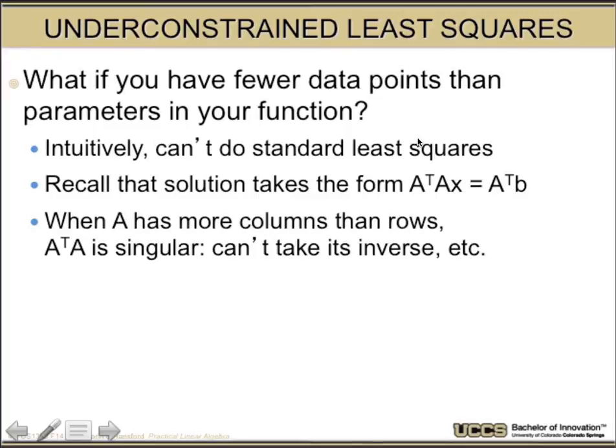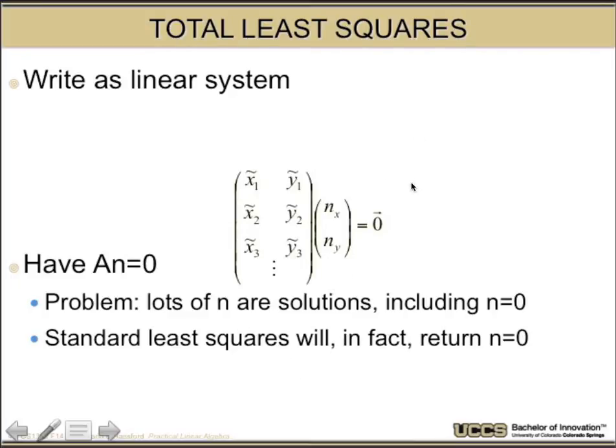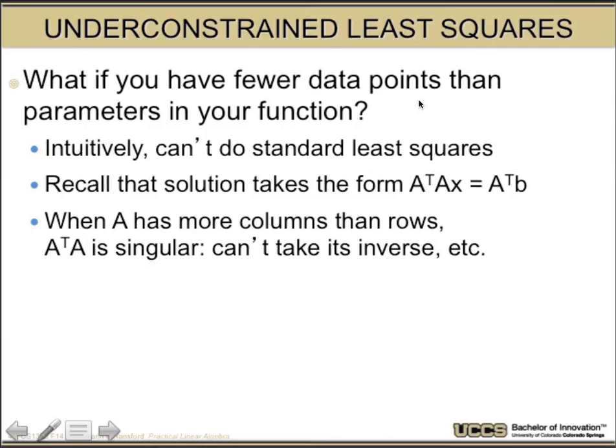But first, let's get to one of the places this will often happen. This idea of getting 0 for the least squares solution occurs not just when you have total least squares. It'll also occur when you have under-constrained least squares. If I have fewer data points than parameters, you can't do standard least squares. If you recall, the standard solution for least squares was to take A transpose A times x equals A transpose times b. But when A has more columns than it has rows, A transpose A is singular. You can't take its inverse. So the solution we're going to look at will address this as well.